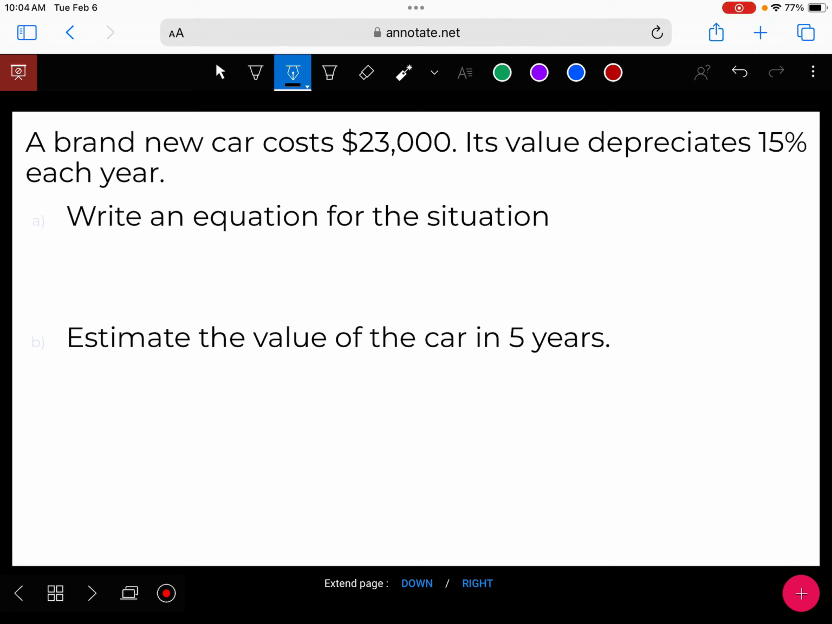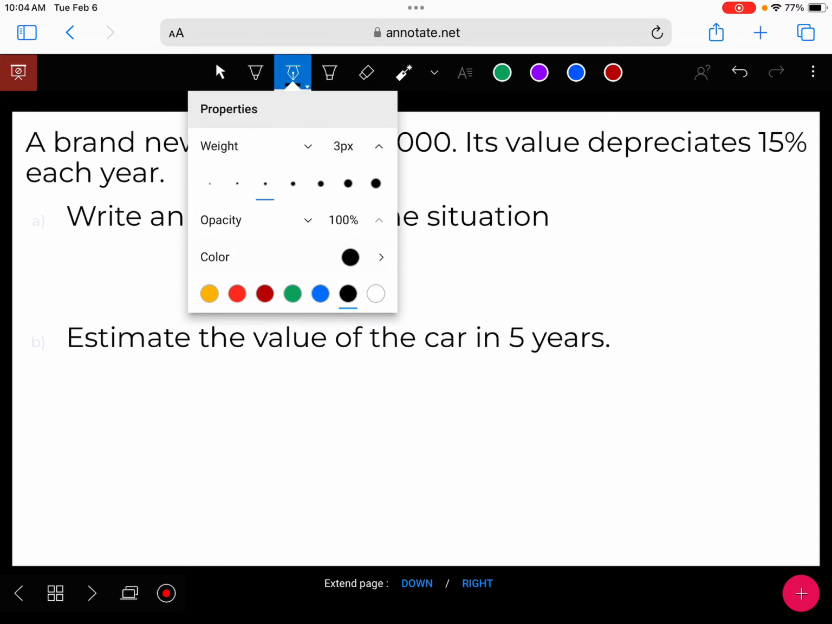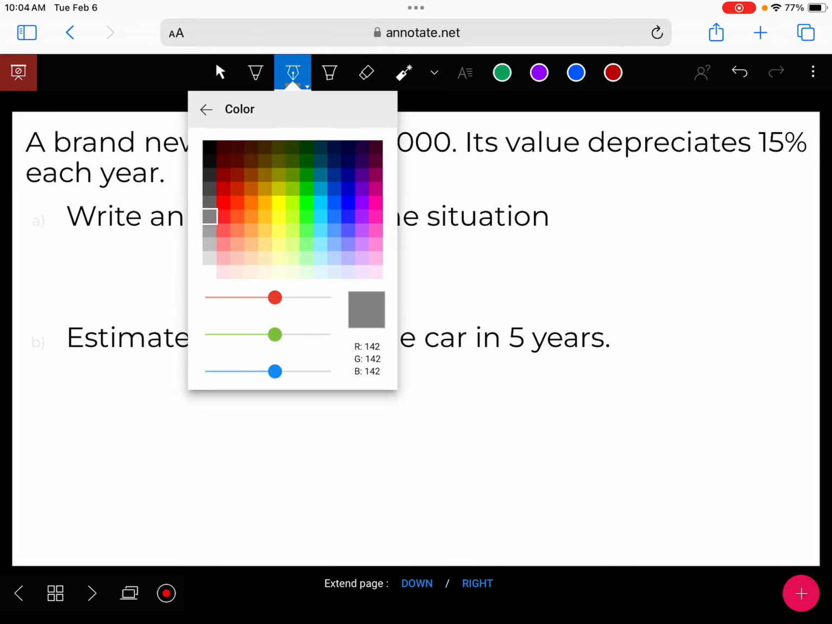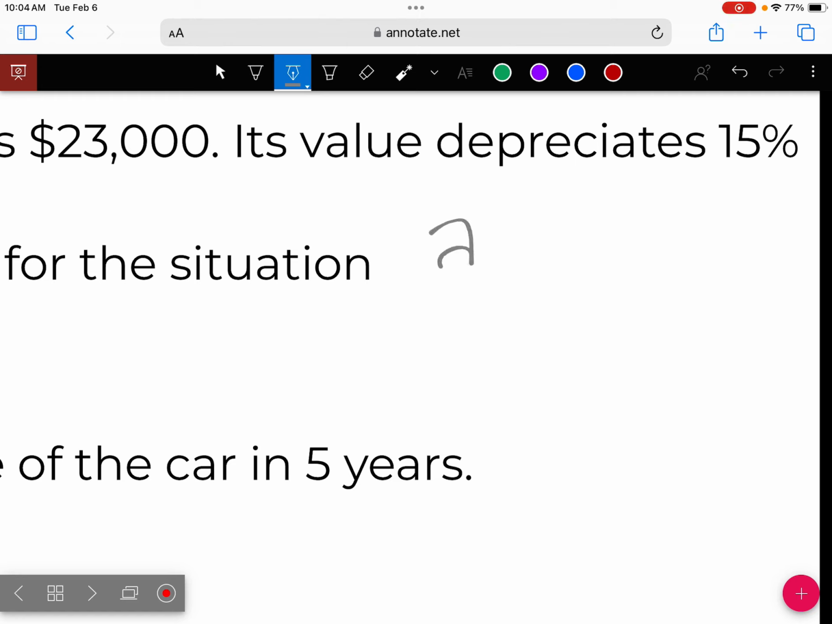All right, this is a real thing. When you buy a brand new car for $23,000, its value depreciates the second you drive it off the lot at about 15% per year. So we are going to write an equation for this particular car. So again, I'm going to write our basic formula down so we can match them up. So we're going to have our A(1 plus or minus R) to the X.